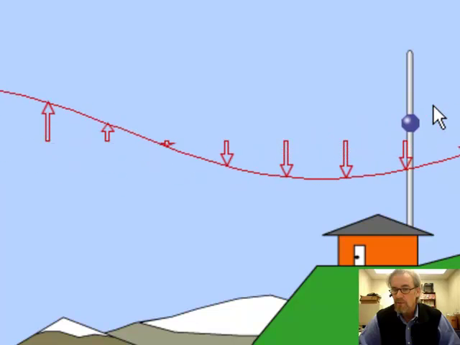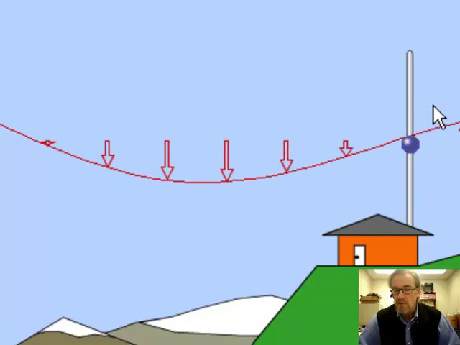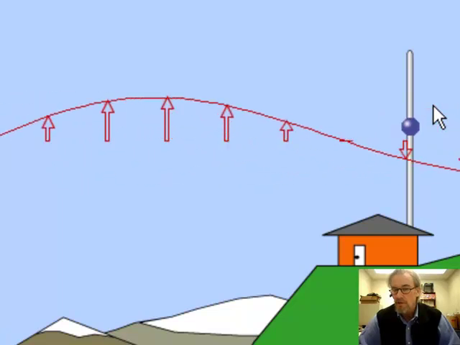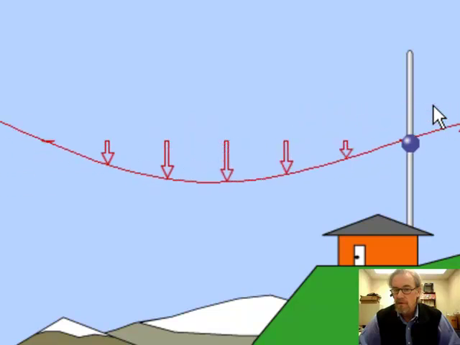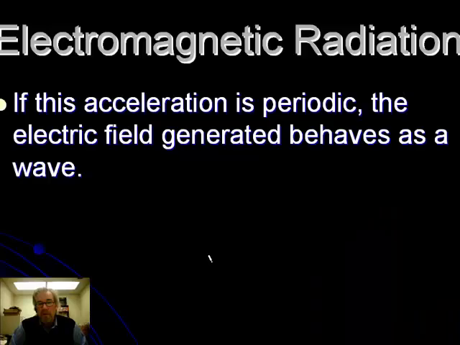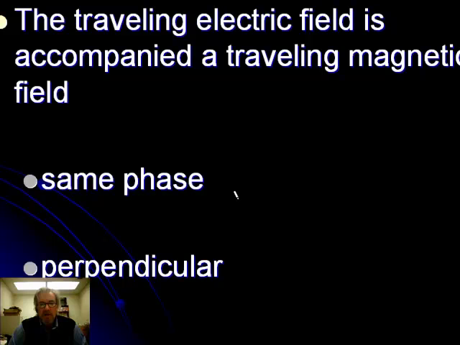So the dance that's created by the electronics at the radio station is duplicated by the electronics in the radio, and the signal that's being sent out by the radio station is received and translated by the electronics in the radio. The traveling electric field is accompanied by the corresponding magnetic field. The magnetic field is in the same phase as the electrical field, and it's perpendicular.